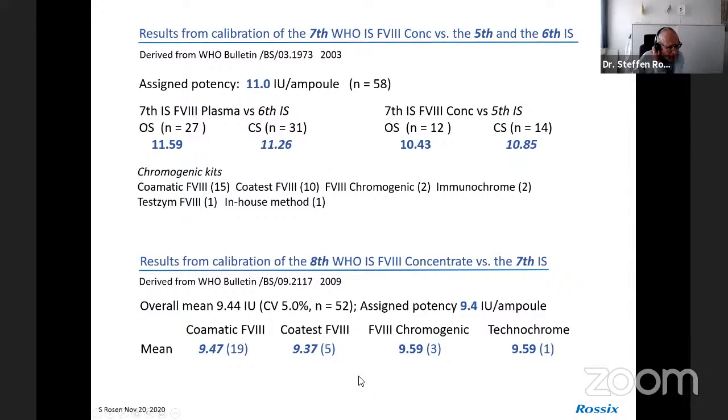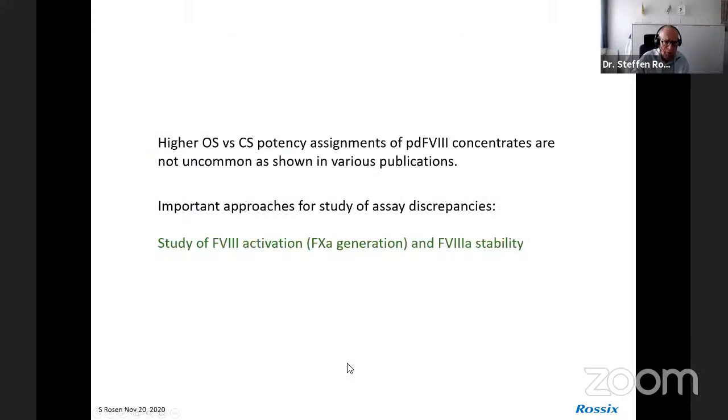Now, life is not always so beautiful, so there can be problems with, for example, a higher one-stage versus chromogenic potency of plasma-derived factor VIII concentrates, and this has been shown in various publications. And there are a couple of important approaches or tools to study assay discrepancies. One can study factor VIII activation as 10A generation versus time, and also stability of factor VIIIa.